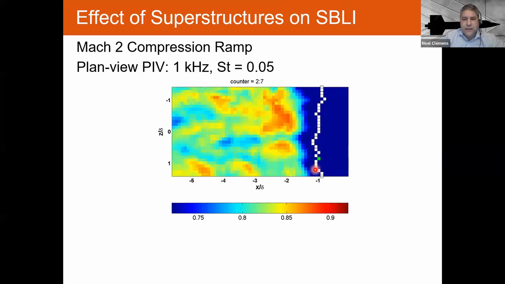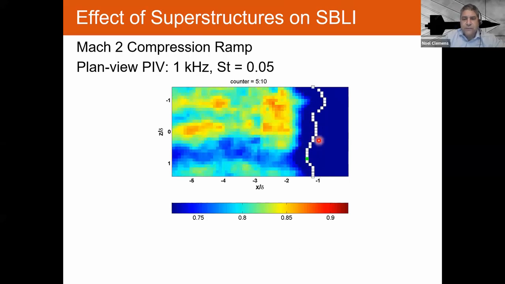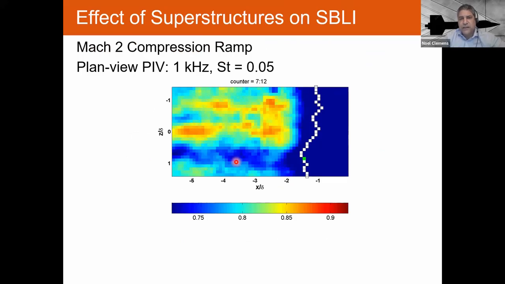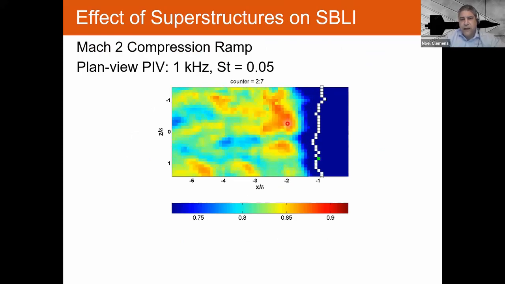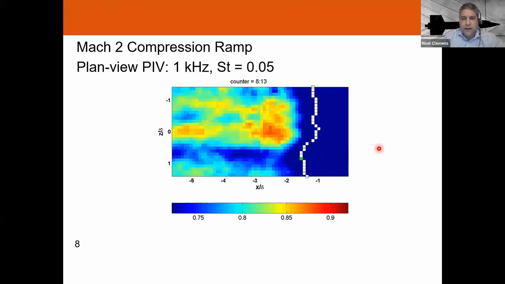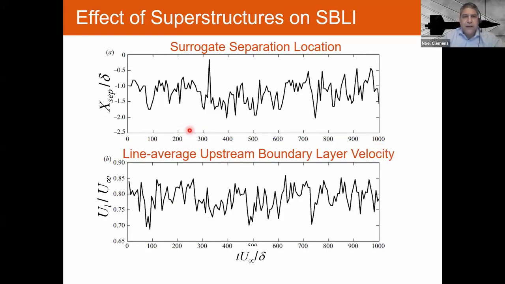What you see is that a superstructure starts to appear here, and the separated flow surrogate is definitely responding to that fluctuation. When high speed regions develop, it moves downstream, and when low speed motions develop, it moves upstream. At least that's a plausible argument for what's happening: the separated flow can be affected by these superstructures.